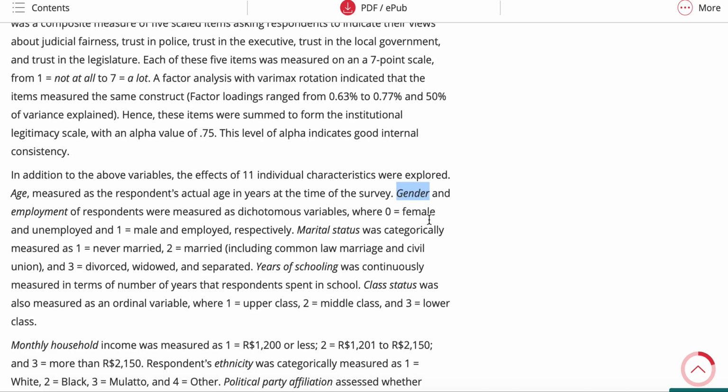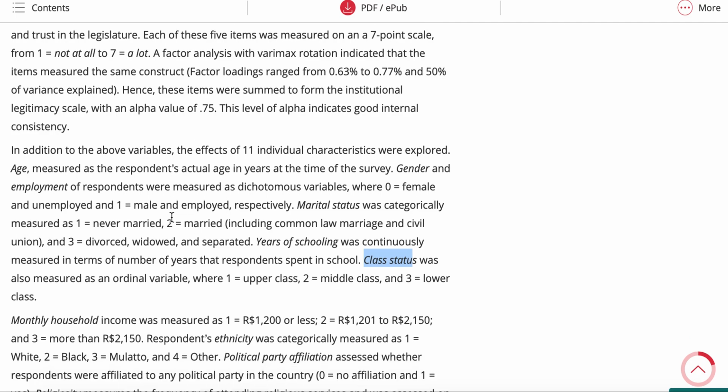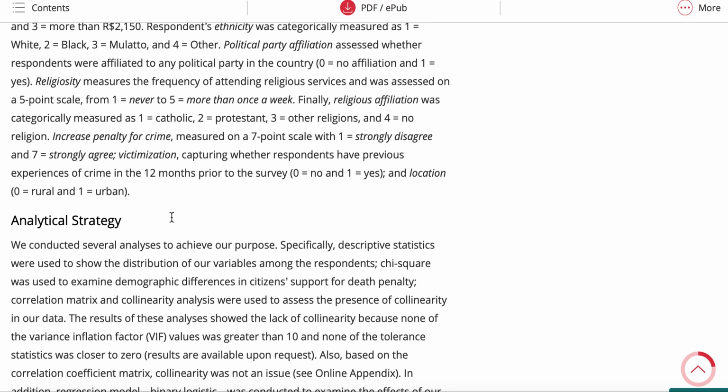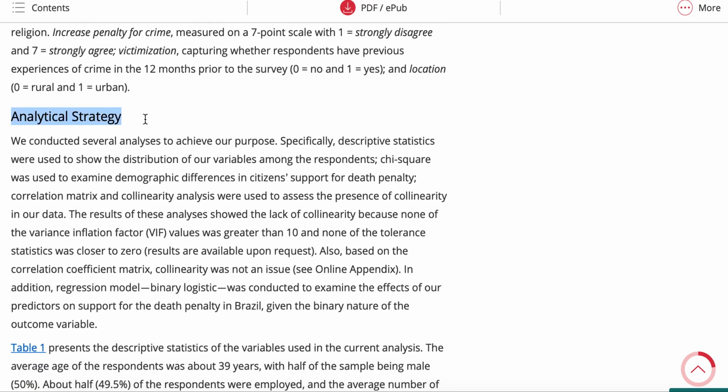So all of this section is, how did you measure gender, employment, marital status, years of schooling, class status. So it's just more about the actual data itself. The next section of a journal article is the analytic strategy. So that would be, what was your plan on how you were going to analyze your data?